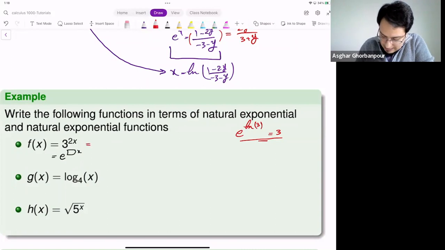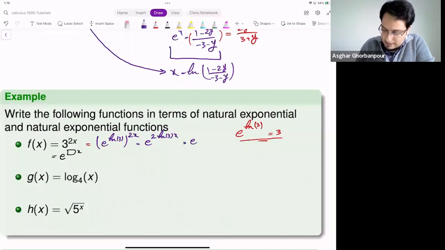So that means that I can replace 3 by e to the power ln 3, and then to the power 2x. Exponent of exponent is e to the power 2 ln 3 times x. And well, I can use the properties and write it as e to the power ln of 9 times x.